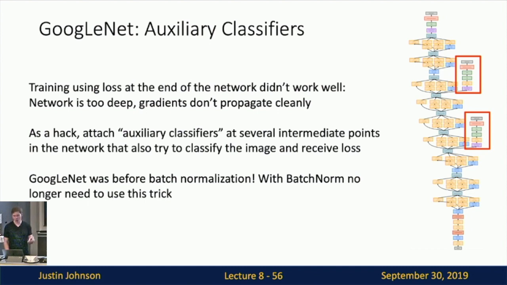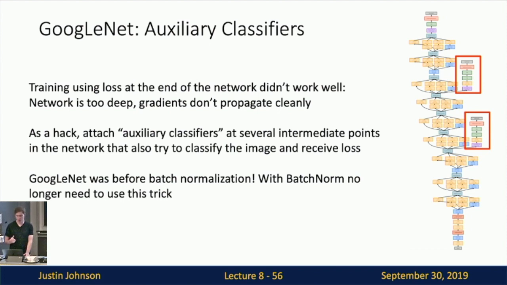Another piece of awkwardness in GoogleNet is that they had to rely on the idea of auxiliary classifiers. I need to point out that GoogleNet occurred before batch normalization. Before the discovery of batch normalization, it was very difficult to train networks that had more than about 10 layers or so. Whenever people wanted to train deeper networks than about 10 layers without batch normalization, they had to resort to some ugly hacks. One of the ugly hacks used in GoogleNet is this idea of auxiliary classifiers.